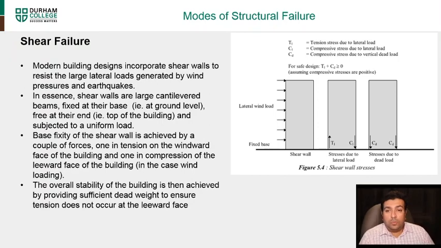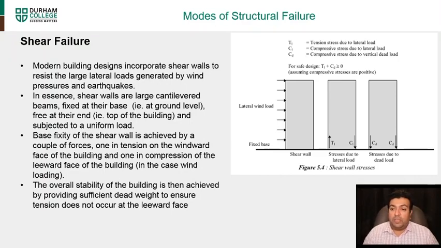So in a modern building design, you have lateral wind loads, you have a fixed base for a shear wall, then you have tension from uplift and compression due to lateral loads, and then you have compression stresses due to dead loads of the structure itself. So in essence, the shear walls are large cantilevered beams. They're fixed at the base, and then they are free at the end and subject to uniform loading.